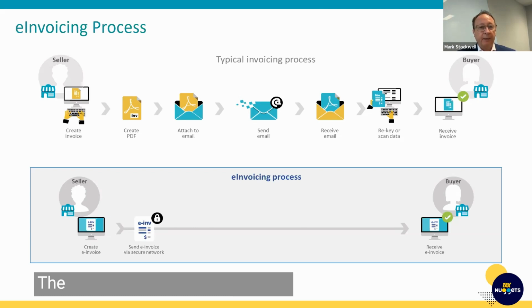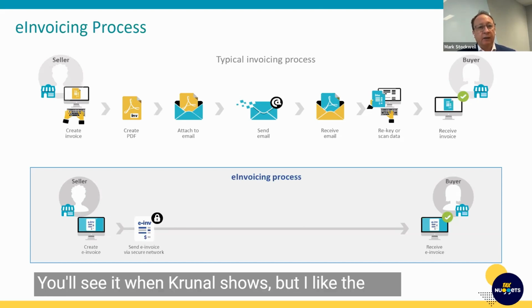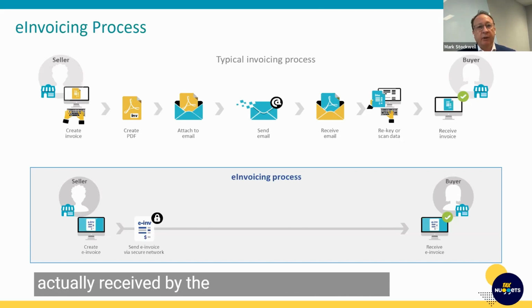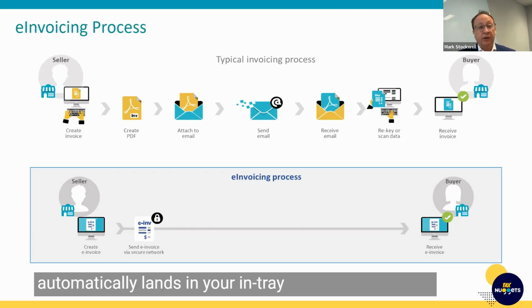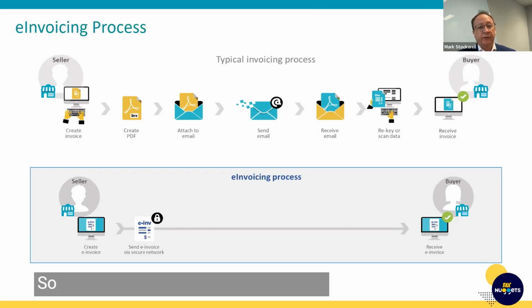The other beauty, what I call out to people here, is what does it look like? You'll see it when Cronull shows, but I like the fact that when you look at the top line there, when it's actually received by the buyer, they then have to retype it into their system. Whereas in e-invoicing, it automatically lands in your in tray for bills processing. So there's no errors that could be made through retyping and things like that. And it also knows it's gone to the right destination. It's not a lost email.